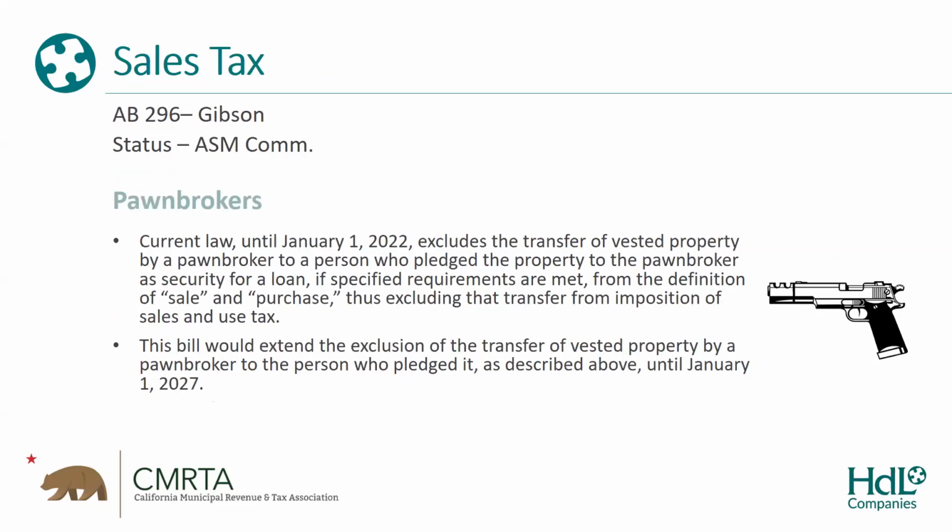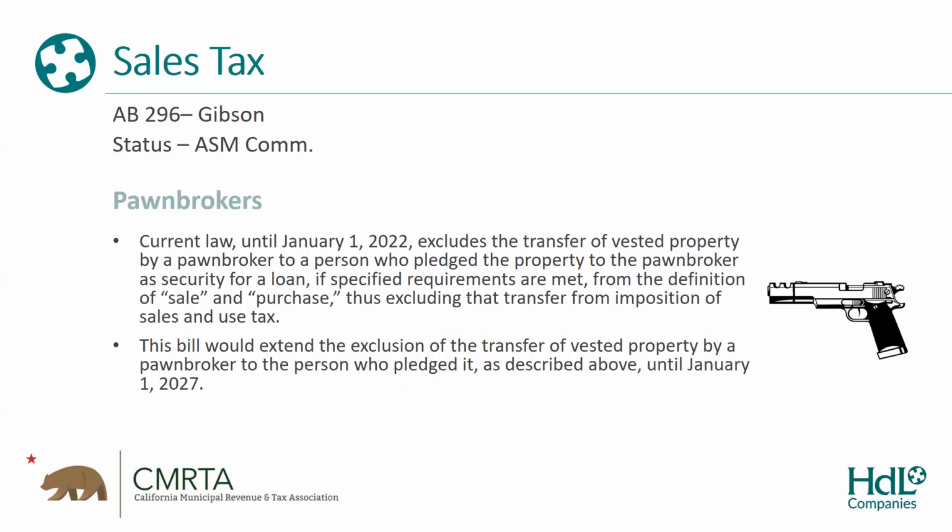All right, we have sales tax. This is on pawnbrokers. So the current law excludes the transfer of property by a pawnbroker who pledged the property for a loan. So pretty much sale and purchase. It's not taxed. So you're not taxed if you have a loan when you reclaim the property back. You're not taxed on it because it was yours and it's your loan. This would just extend the current bill.